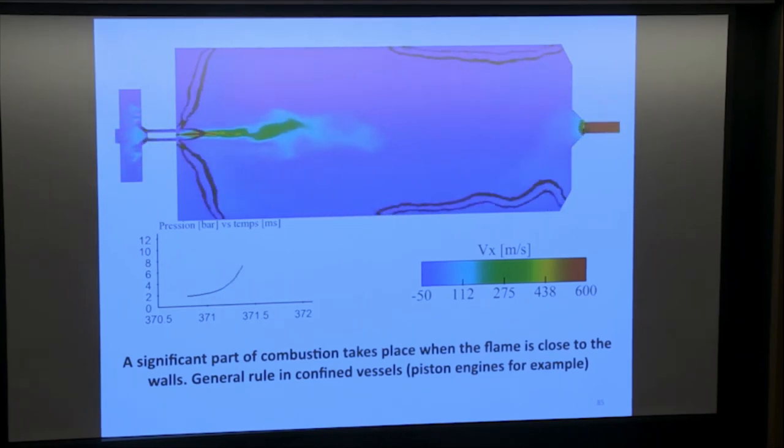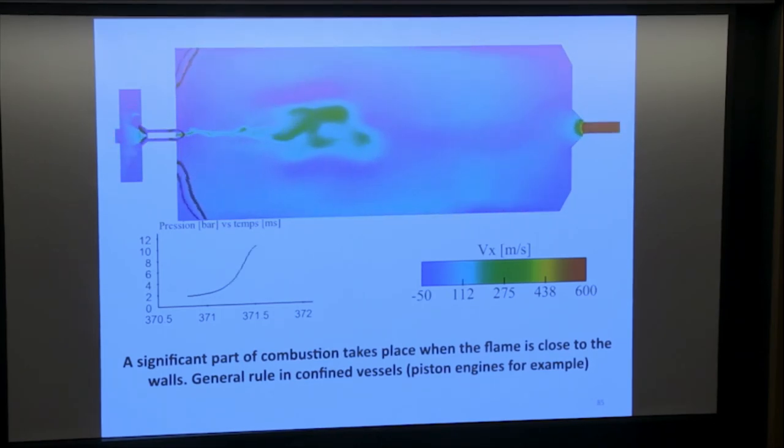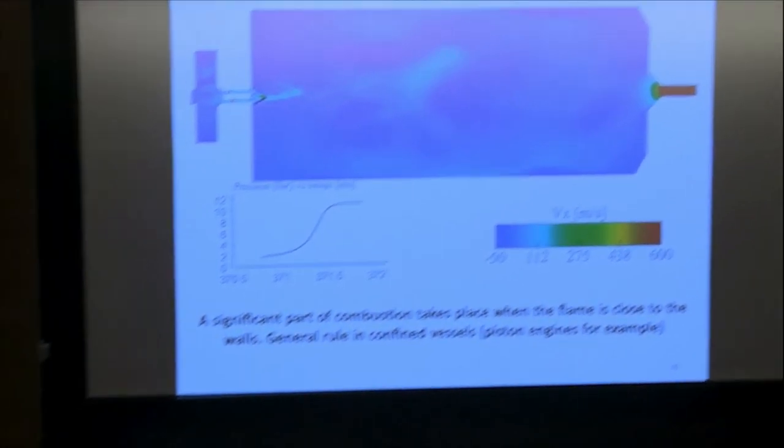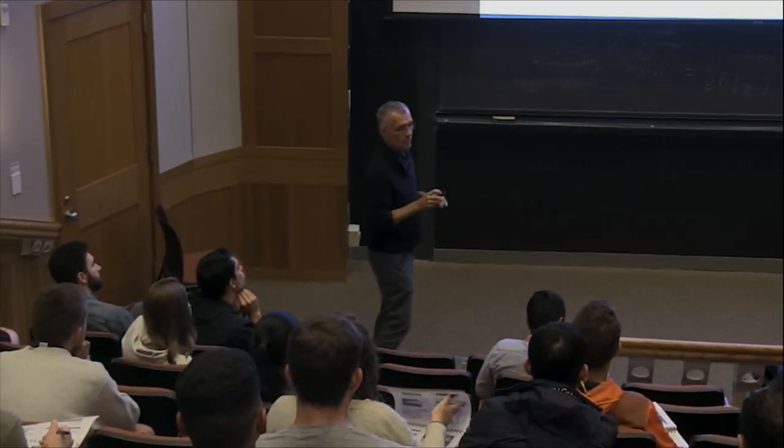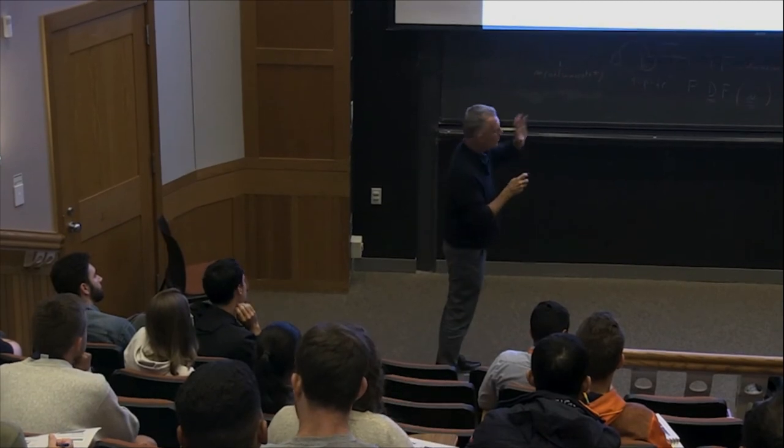So you see temperature goes up. There's a lot of combustion near the walls. That's also something which is normal, like in piston engines. When you're in a confined volume, a lot of the combustion takes place near the walls. I won't talk about wall combustion before tomorrow, but that's another issue for modeling.